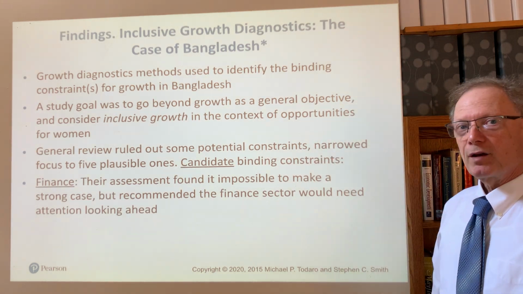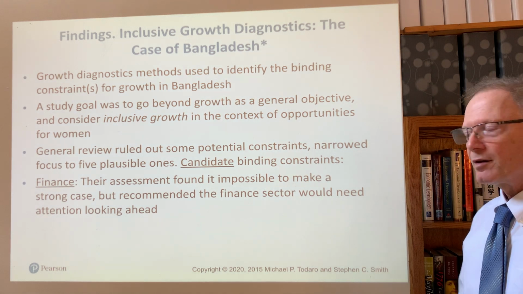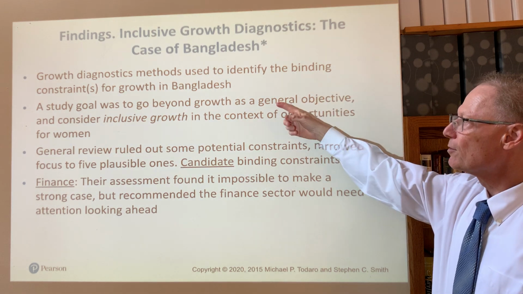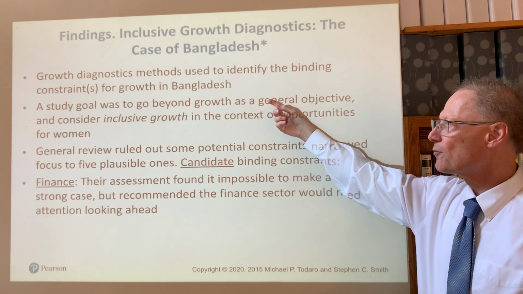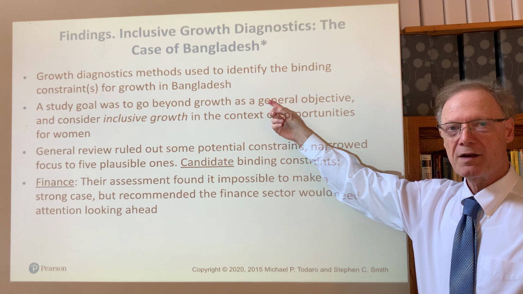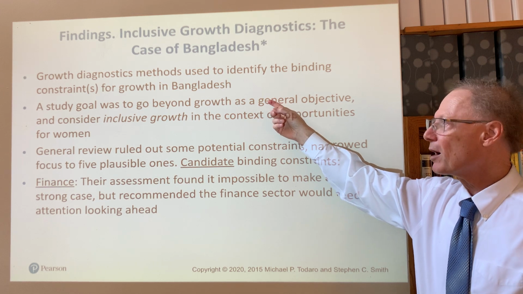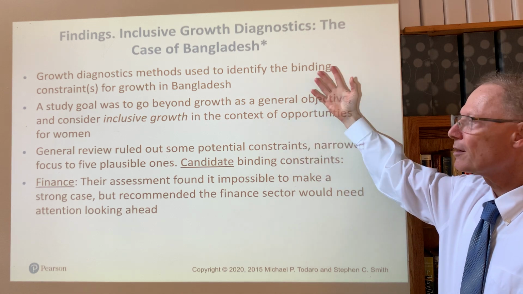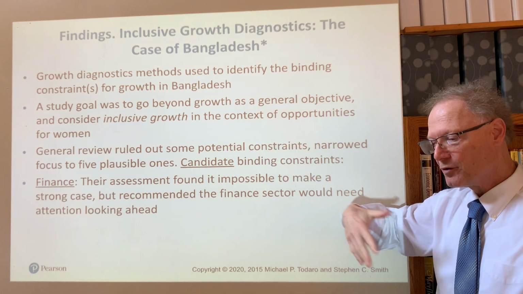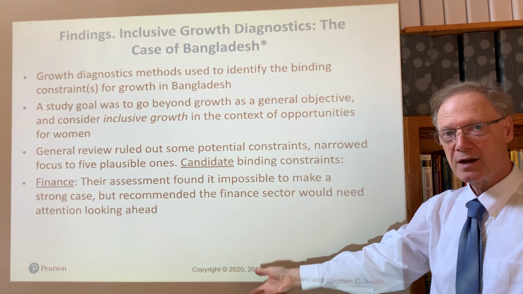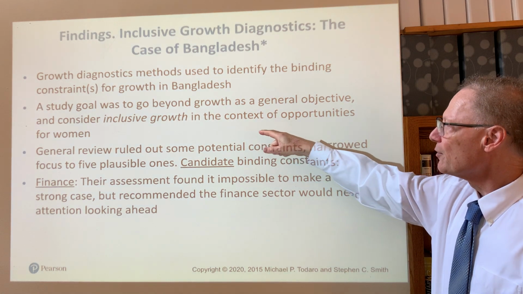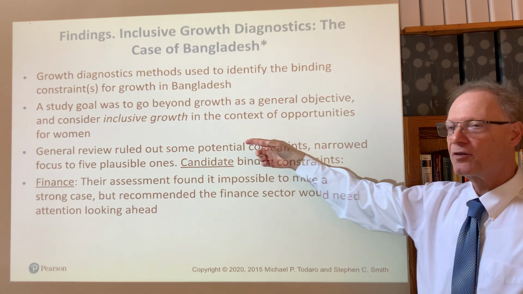So then we're going to go to our particular case. It's also described in the textbook with a source. This method was broadly used to find out the binding constraints of growth for the case of Bangladesh. It was carried out by a combined team of the USAID and the UK aid in conjunction with Bangladesh. One of the goals here, which I think is of some interest, especially as we go into examining inclusive development more thoroughly when we get next to chapter 5, is that one thing they tried to do was to look at inclusive growth in the context of opportunities for women.